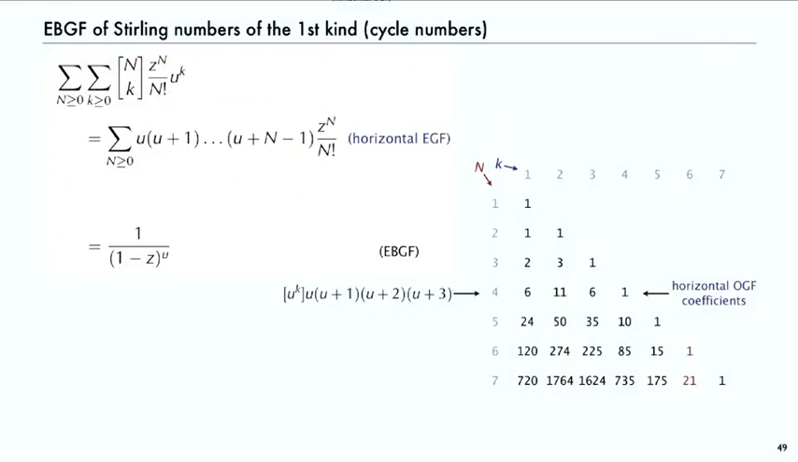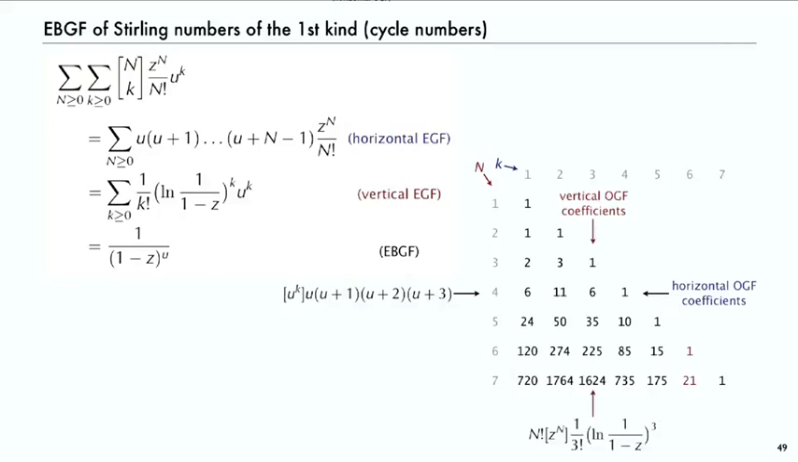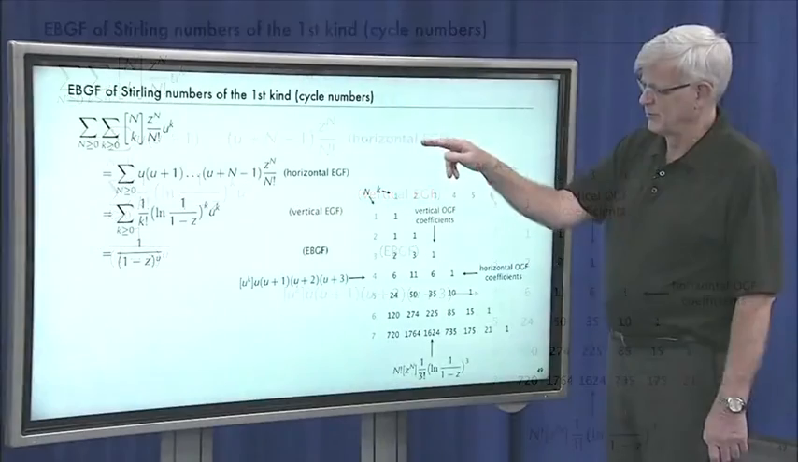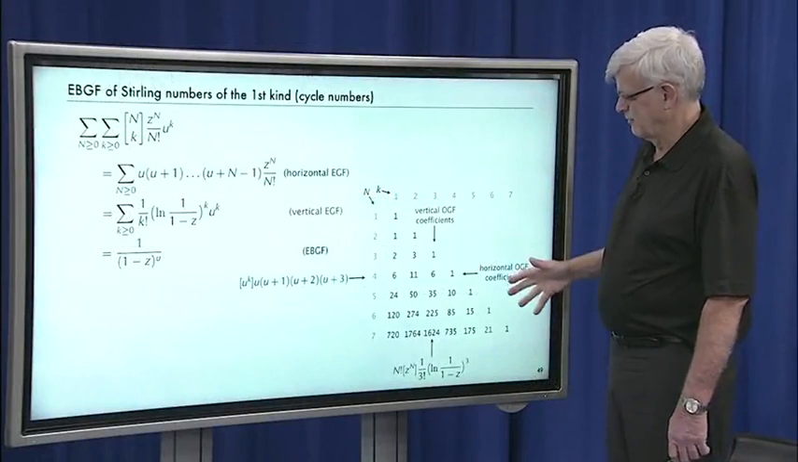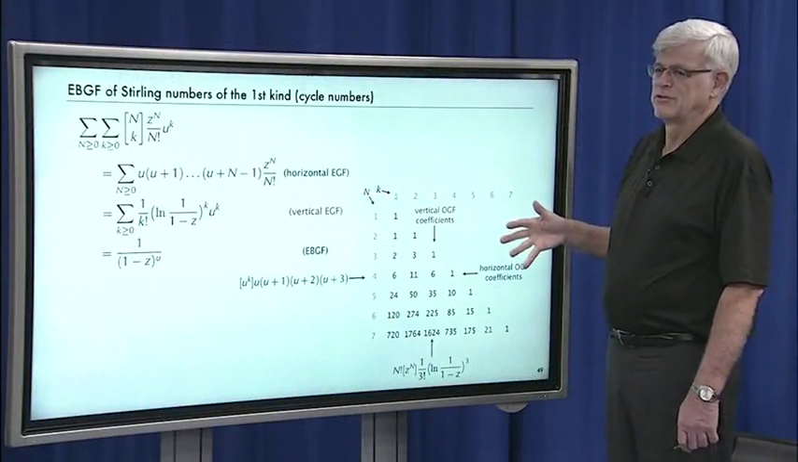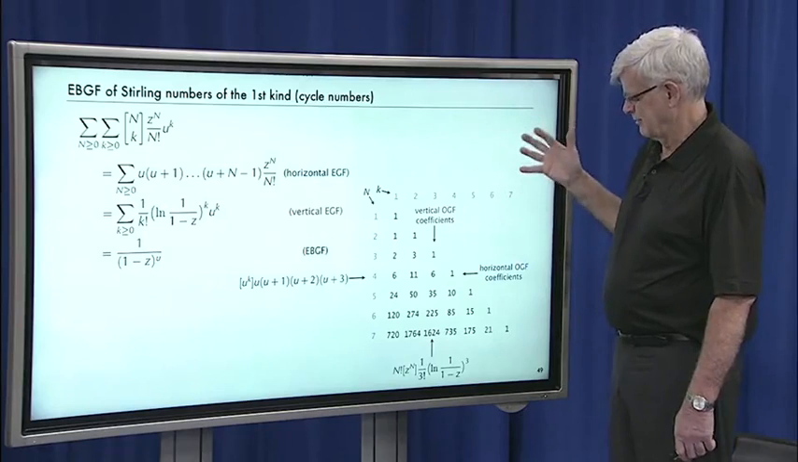The horizontal exponential generating function for this is u times u plus 1 times u plus 2 and so forth. And then the vertical one is 1 over k factorial times log of 1 over 1 minus z to the k. The one we derived is the exponential bivariate generating function, 1 over 1 minus z to the u. And there are arguments for getting both of these and extracting coefficients and so forth. Quite a bit is known about the Stirling numbers of the first kind as well.